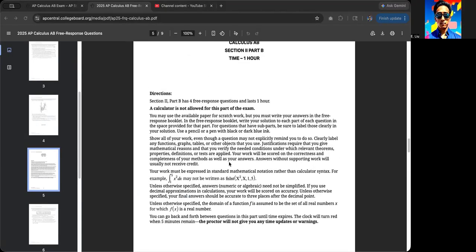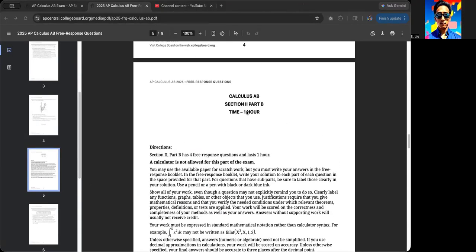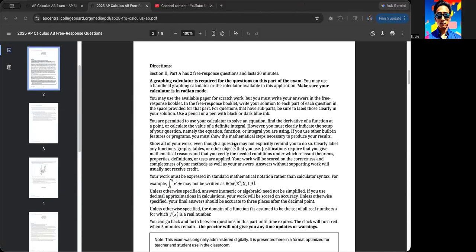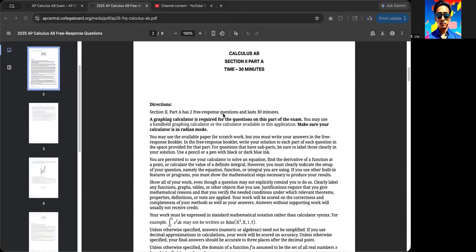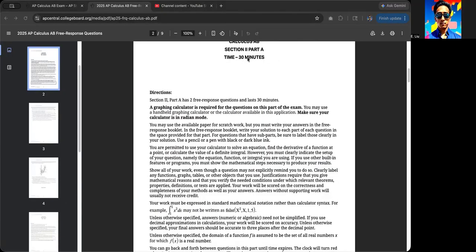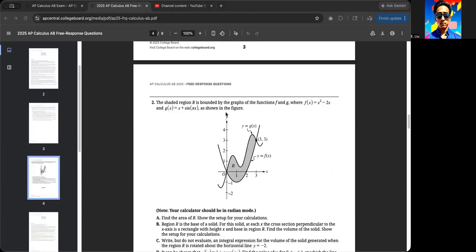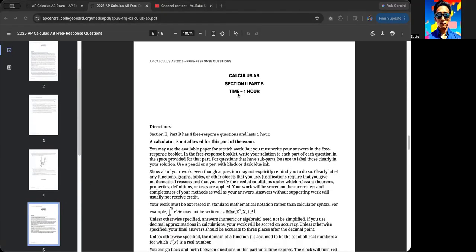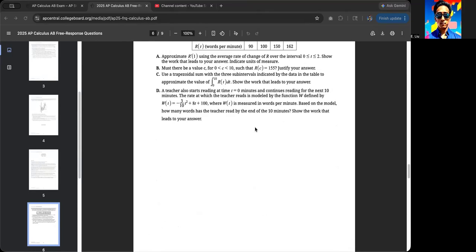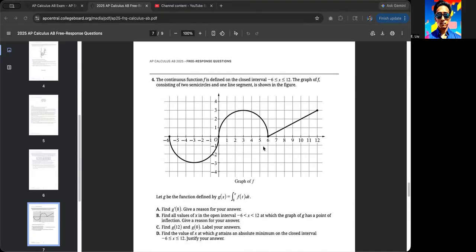Now, keep in mind, section one was 30 minutes. Section two gives you an hour. I've gone through not only our introduction, but also these three problems in less than 20 minutes. So it just shows you how quickly you need to be able to go through this.